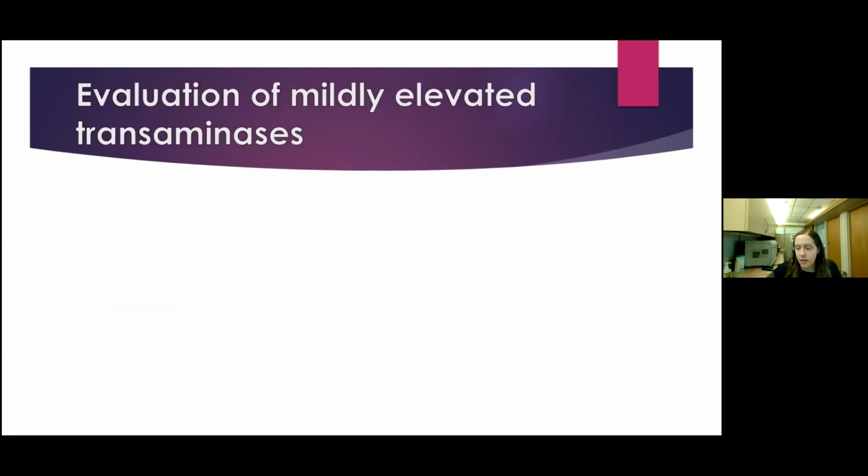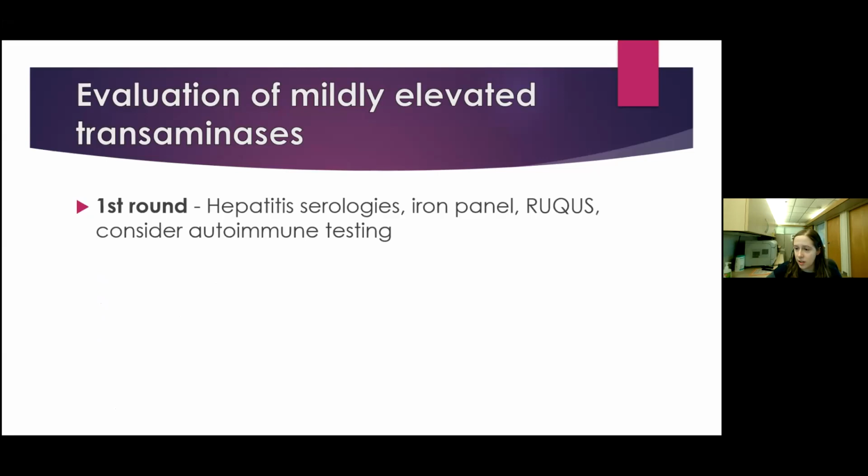Really with this evaluation, I want to reinforce that you can take a stepwise approach when it comes to evaluating these mild elevations, and that your first round is really focusing on some of the lower hanging fruit, things like hepatitis serologies, getting an iron panel, right upper quadrant ultrasound, and depending on the patient demographics, thinking about autoimmune testing. So for instance, if they have a very strong family history, that may push you a little bit more. You wouldn't be wrong to test it at this stage, but it would push you more if they have more risk factors.